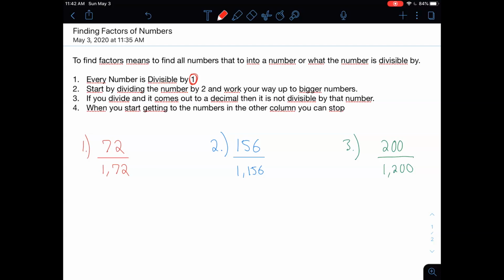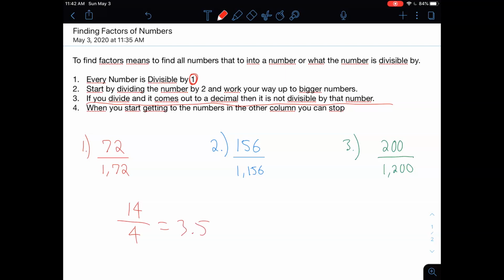And what that means is, we're going to do 72 divided by 2, and then divided by 3, and then divided by 4. But if you divide and it comes out to a decimal, that means that number is not divisible by that number. So if you did, for example, 14 and you divide by 4, what's 14 divided by 4? Well, let's look at our calculator. 14 divided by 4 is 3.5.